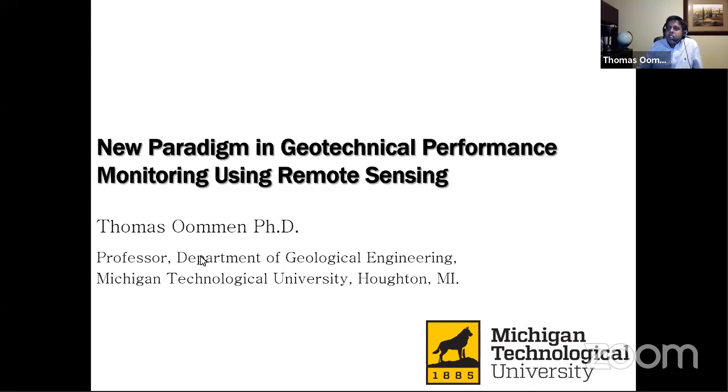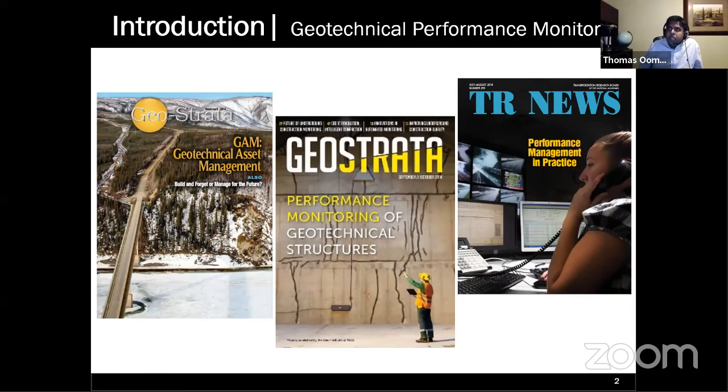So my talk today, as Professor Rajiv Kumar mentioned, is on the new paradigm in geotechnical performance monitoring using remote sensing. Let me begin with why geotechnical performance monitoring is important.